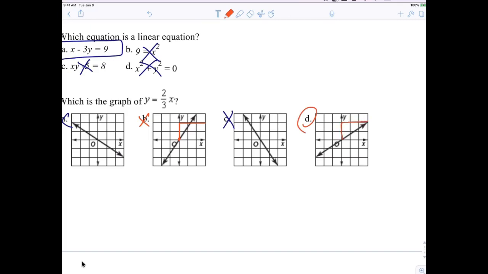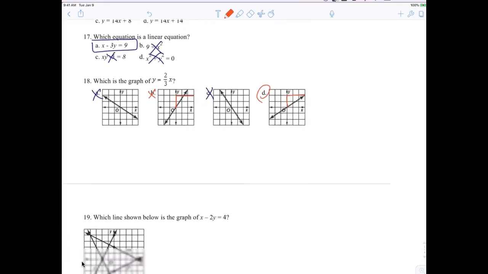Take a look at that. Make sure you're okay with that. Any questions on graphing that line? All right, let's go on. Moving on.